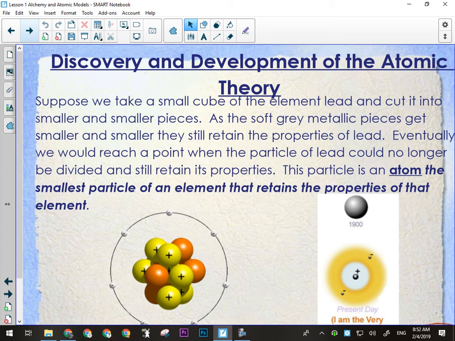Now, the reason they would all be the same is because their atomic structure would be identical. That is, they would have the same number of protons and the same number of electrons. And for most of them, also the same number of neutrons. It's the number of protons in an atom that determines its properties, that makes it what it is.